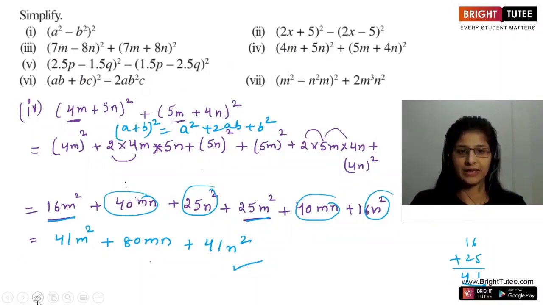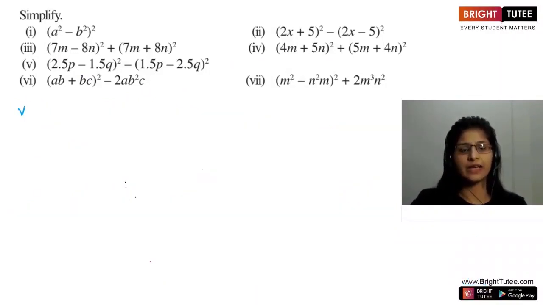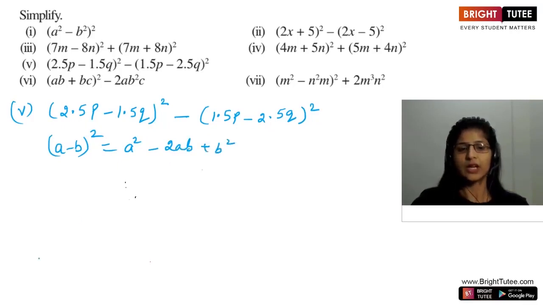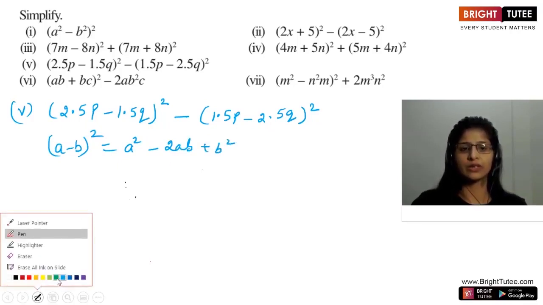Let us try the fifth part now. Okay. What is given in the fifth part? In the fifth part we are given (2.5p minus 1.5q) whole square minus (1.5p minus 2.5q) whole square. So we see it is a minus b whole square, it is also a minus b whole square, and in between we have a negative sign. So a minus b whole square is equal to a square minus 2ab plus b square. So first of all we will solve them separately.